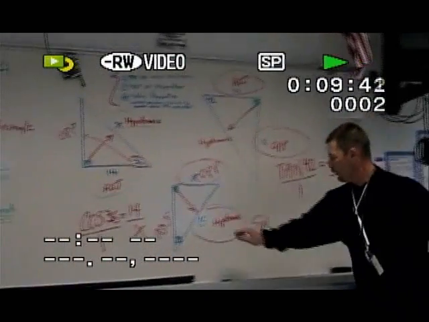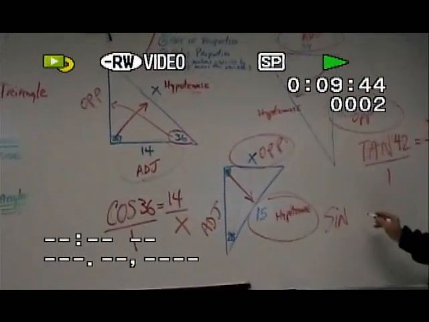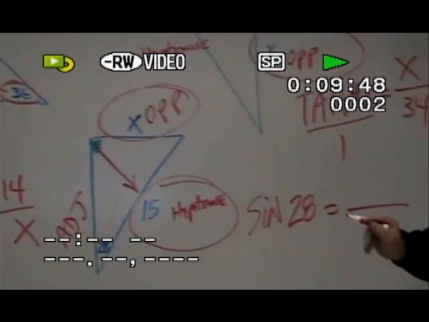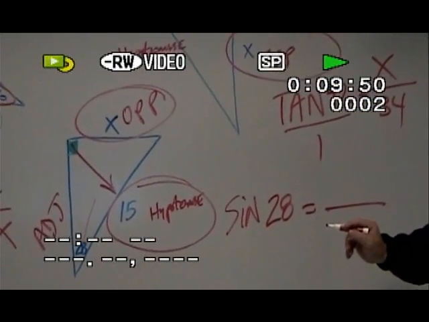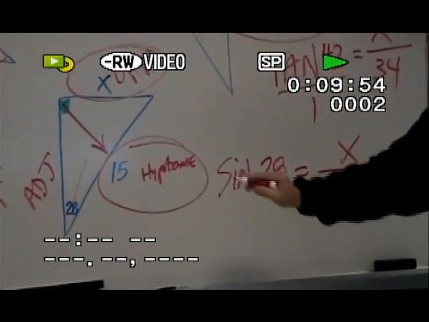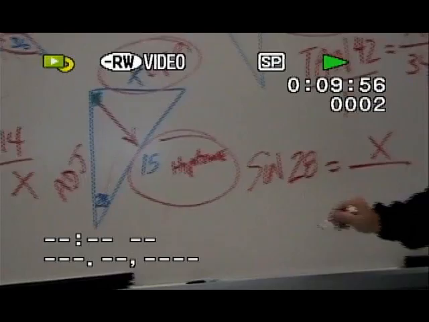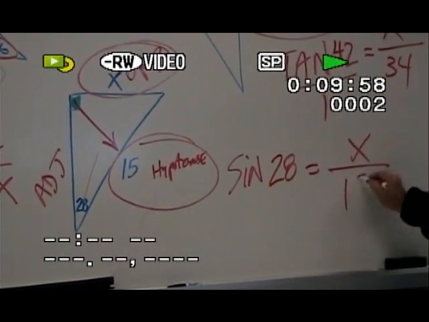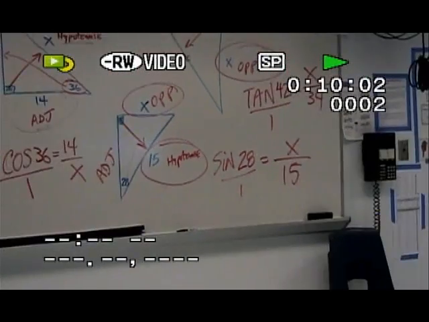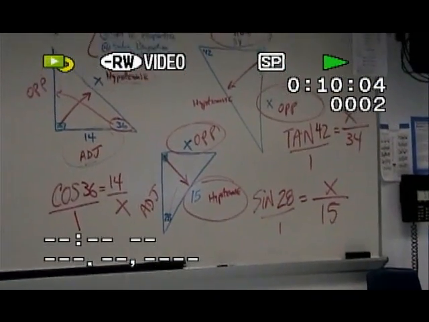All right, sine of what angle? Sine of 28 equals, so opposite on top, which is opposite is what? Is x in this case, and OH would be, H is what? 15. Put this over 1. Here we go. Okay, now set up proportions to solve each of these.